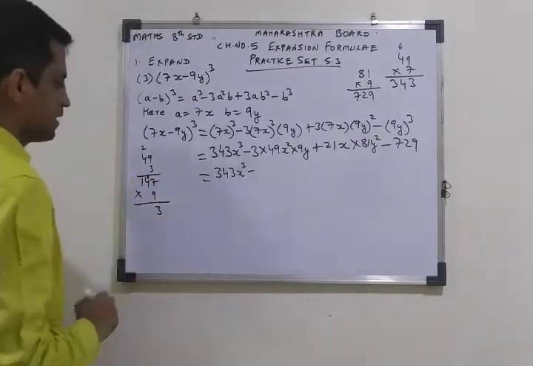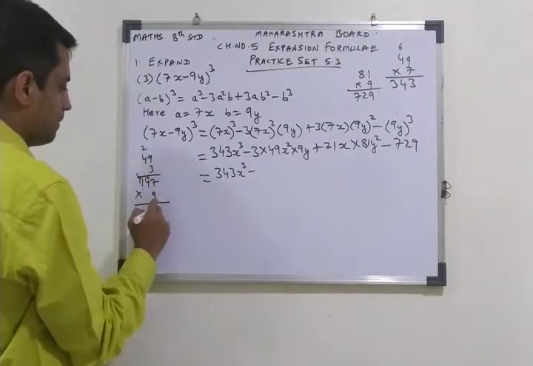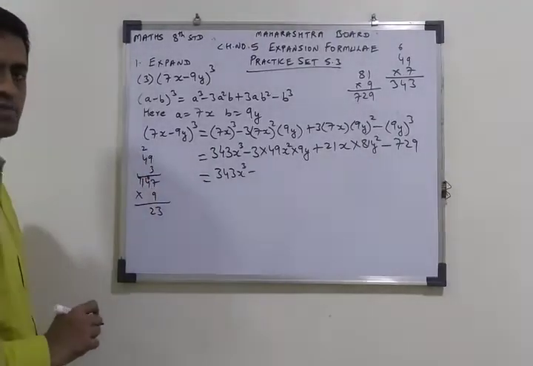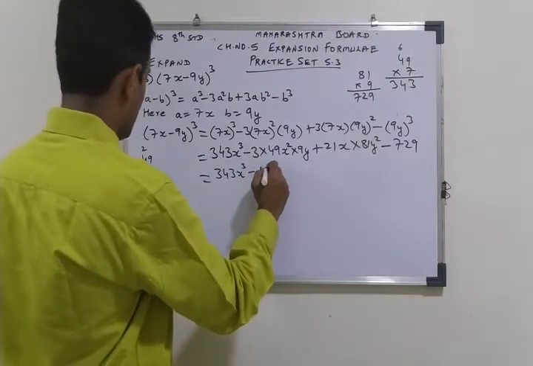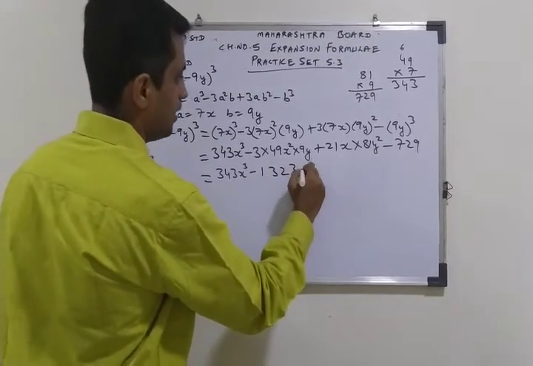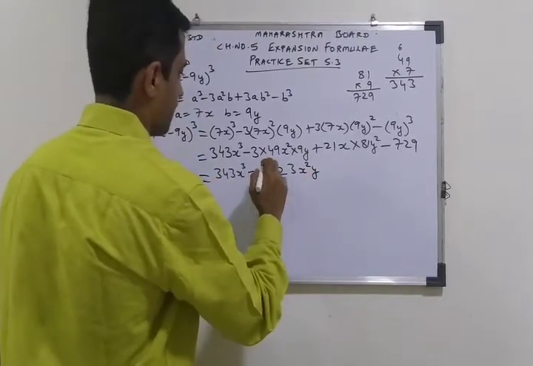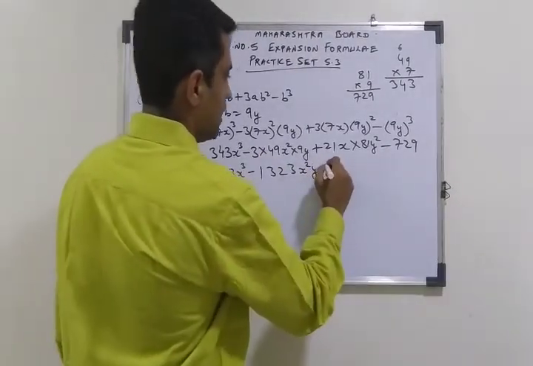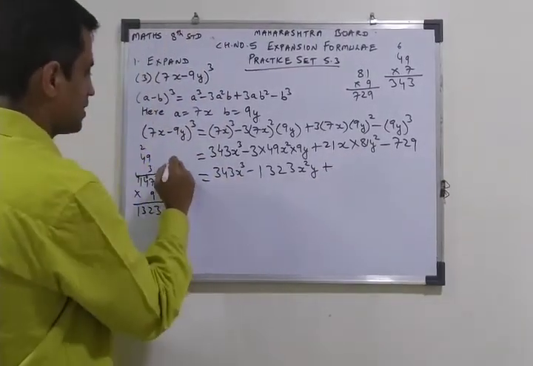Okay, 9 fours are 36, 37, 38, 39, 40, 41, 42. 9 ones are 9 plus 4, 13. So the final answer is what? 1, 3, 2, 3 x square y plus, now this also we have to multiply. So let us do the multiplication here.